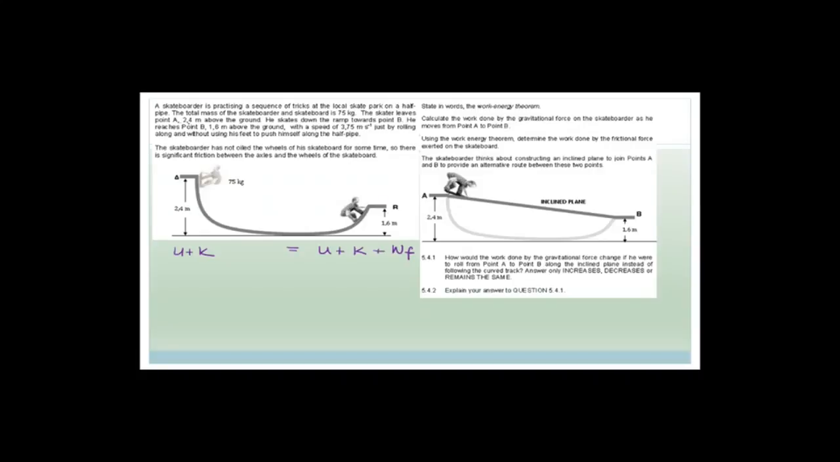It says the skater leaves 2.4 meters above the ground, so we assume there's no kinetic energy. So we've got the mass of this guy, 75, times the acceleration due to gravity, 9.8, times his height of 2.4, is equal to the mass, 75, multiplied by 9.8, by his new height of 1.6, plus his kinetic energy.